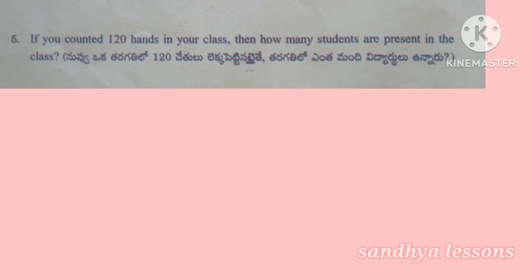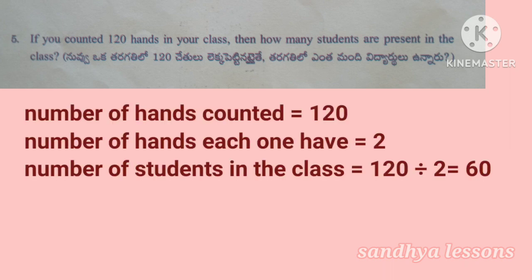Fifth problem. If you counted 120 hands in your class, then how many students are present in the class? Solution. Number of hands counted is equal to 120. Number of hands each one has is equal to 2. Number of students in the class. We can get this by dividing number of hands counted by number of hands each one has. That is 120 divided by 2. That is equal to 60. Number of students in the class is equal to 60.